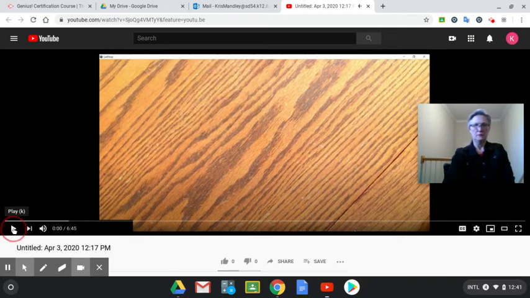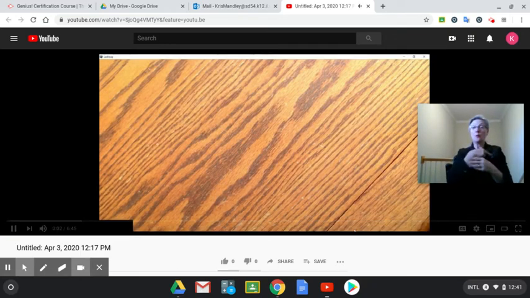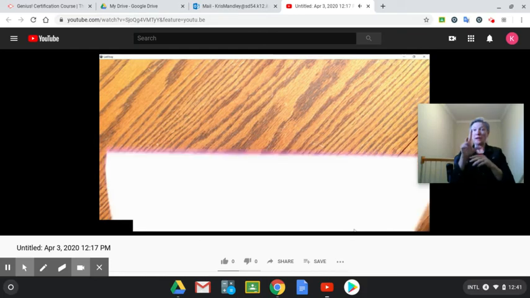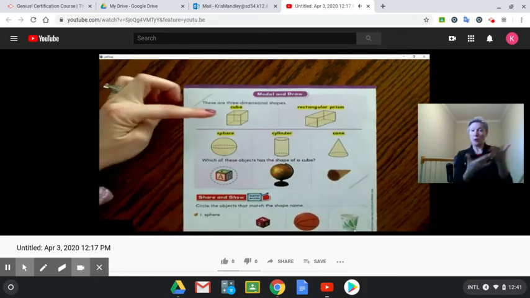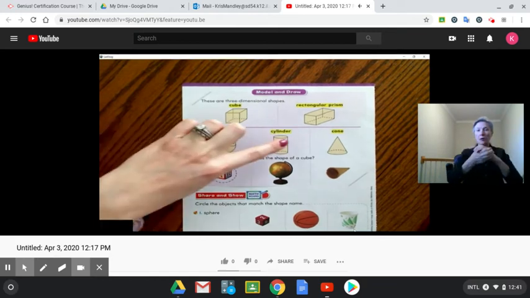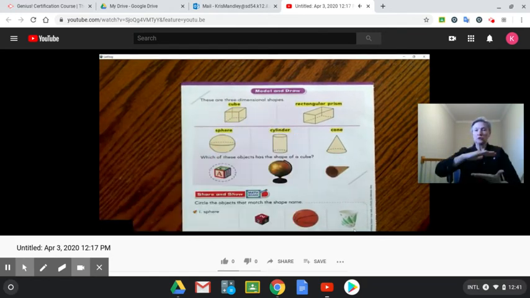Today in math, we're going to learn and understand three-dimensional shapes and what objects make three-dimensional shapes. Okay, so I'm going to start by showing you some examples. The ones we're going to get used to today are the following: a cube, a rectangular prism, a sphere, a cylinder, and a cone.